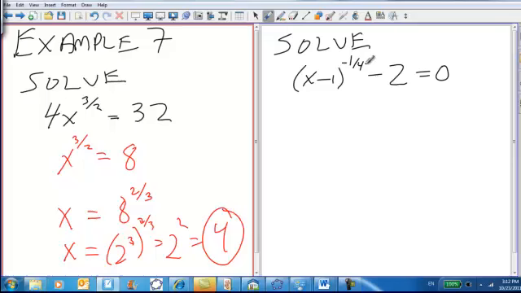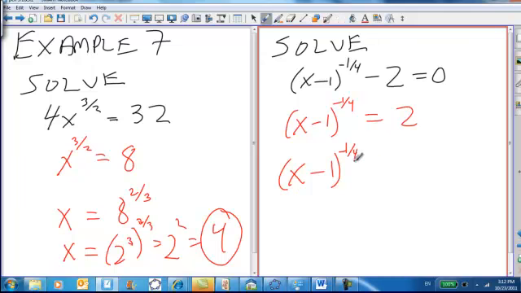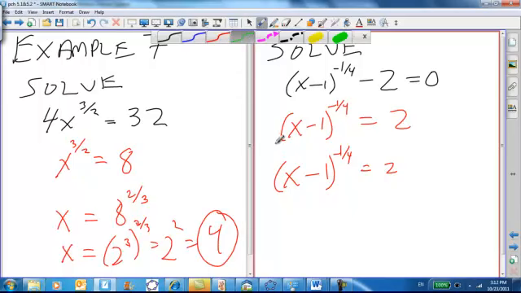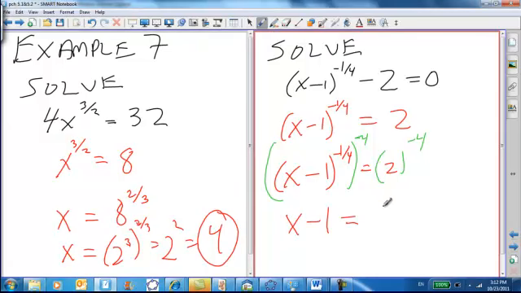Now here we can isolate the x minus 1 to the negative 4th power. Don't distribute this negative 4th power over the subtraction. So x minus 1 to the negative 4th equals 2. And now we take both sides and raise them to the reciprocal power. So we can raise both sides to the negative 4 power, so that we get x minus 1 equals 2 to the negative 4, which is 1 over 2 to the positive 4, or x equals 1 plus 1/16, which is 17/16.